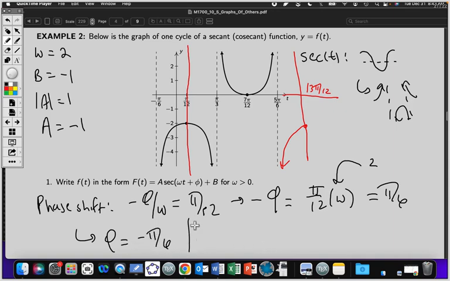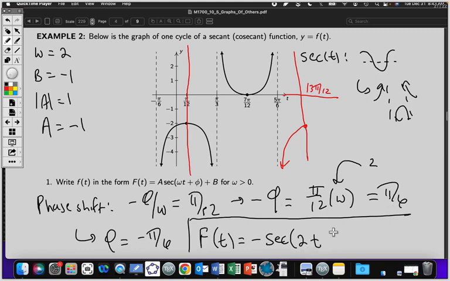So if I put all of this together, my capital F of t here, my secant version of this, would be A, which is negative 1, times the secant of omega 2t plus phi, minus pi over 6, plus b, minus 1. And we can check this in a couple different ways.